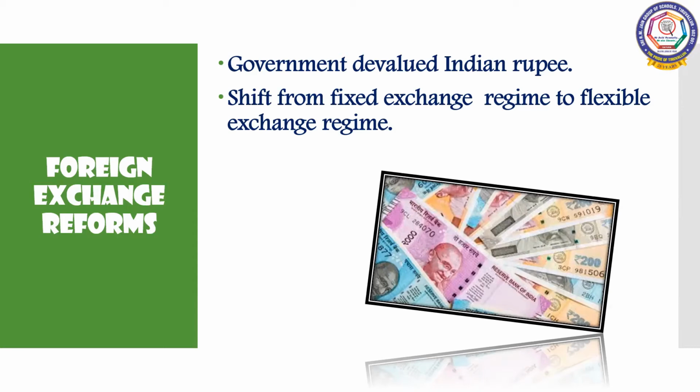Let us now see the reforms in foreign exchange. The government devalued the Indian rupee. To resolve the BOP crisis, the rupee was devalued against foreign currencies. Devaluation is the decrease in the value of domestic currency in terms of foreign currency, and this would in turn make exports cheaper, and this brings in inflow of foreign exchange.